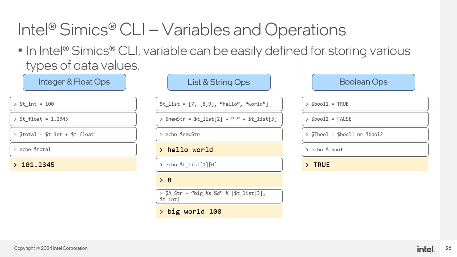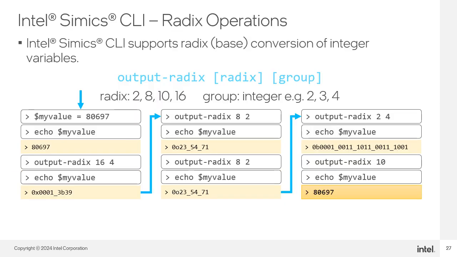You can define a variable and use the following operators: basic math operations, modulo operation, percentage, bitwise operation, C-style, comparison, string concatenation, and string formatting. Using Simics Simulator, CLI variables can be helpful when creating scripts to automated sequences of actions. Here are some examples of the use of output radix command to convert between variables. The variables can hold any type of value including Boolean, integer, float, string, list, or a combination of them. You can use the echo command to show the value of a variable, or to enter the variable at an Intel Simics CLI prompt.